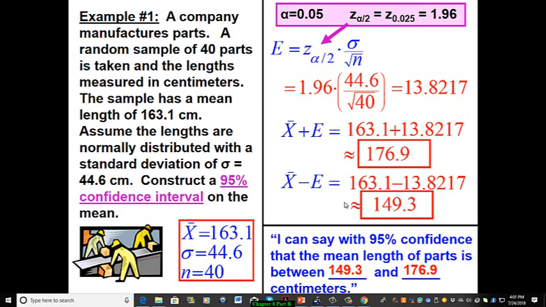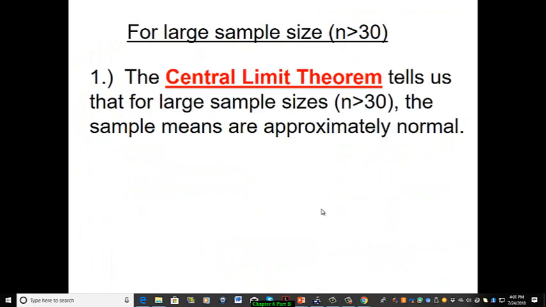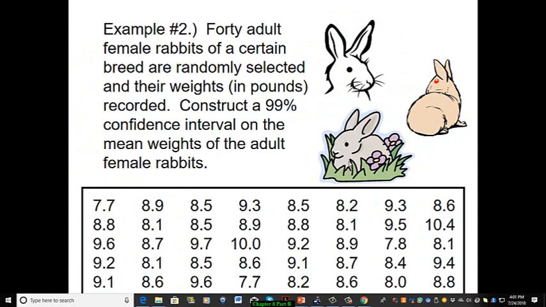Oh, before we finish, let's try this one. Assume it's a normal distribution. But go ahead and try that one.